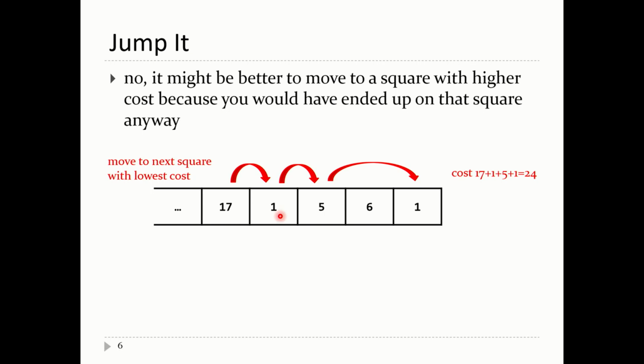So for example, if I use the greedy solution and I'm on the 17, my choice is between the 1 or the 5, so I move to the 1. Now my choice is between the 5 or the 6, so I move to the 5. And now my choice is between the 6 or the 1, so I move to the 1. But there's actually a lower cost solution. You can actually skip stepping on the 1 if you just jump straight to the 5. So this is a case where the greedy solution fails to find the lowest cost solution.